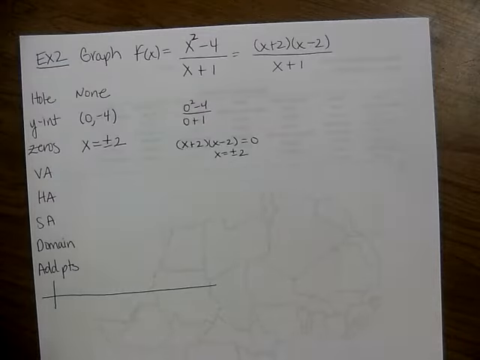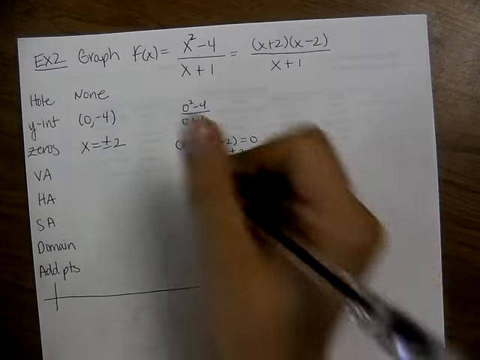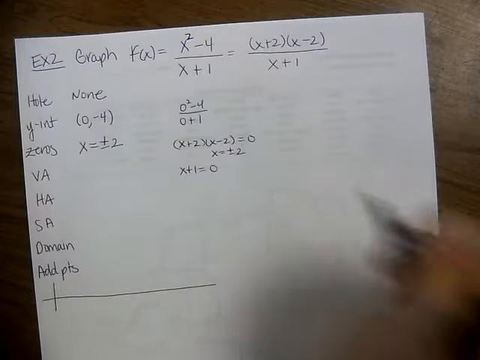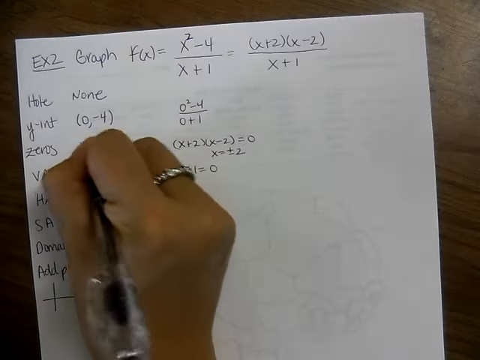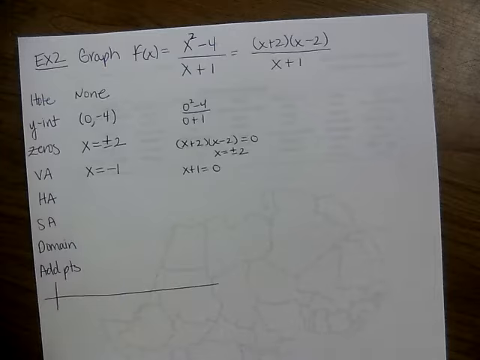For the vertical asymptote, what do I have to do? Set the denominator equal to 0. So that means I only have one vertical asymptote at x equals negative 1.